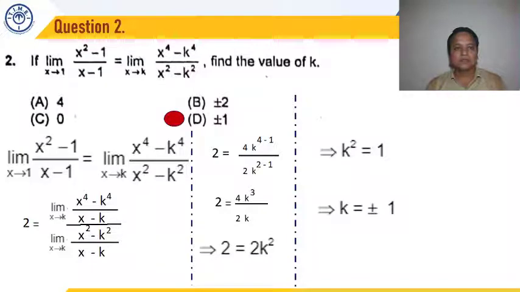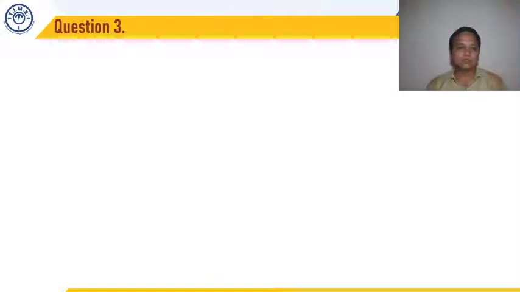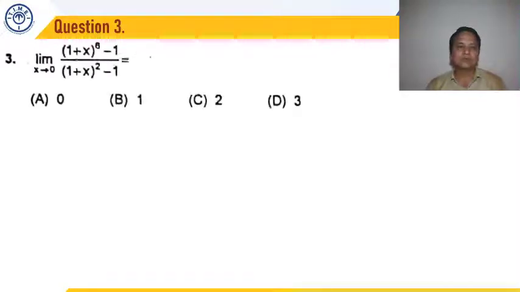Yes. Now let's try one more question, question 3 of the handout. It says you have to evaluate the limit as x tends to 0 of (1 plus x to the power 6 minus 1) upon (1 plus x square minus 1). Here x is tending to 0 and the bracket contains x plus 1. We can do it by factorization also, but let's try to convert this into standard form. First we want to convert this into standard form.